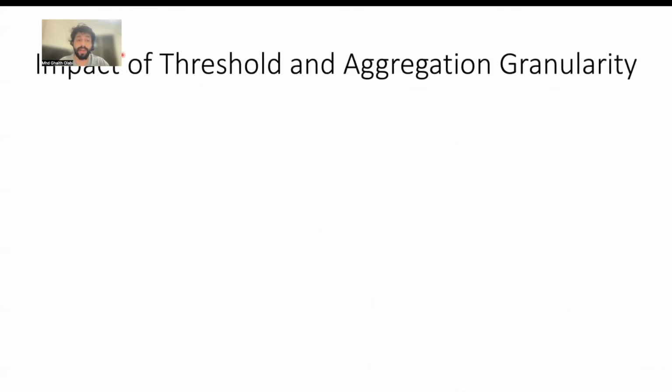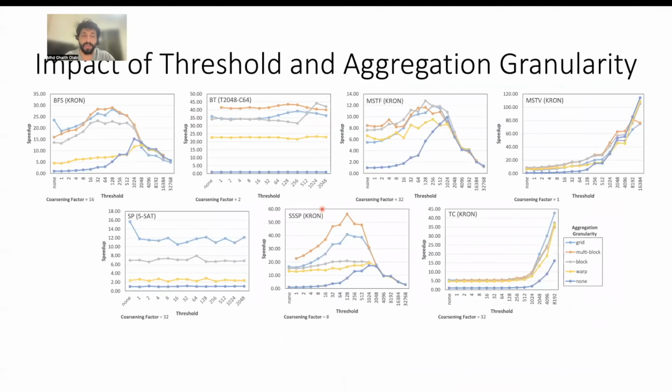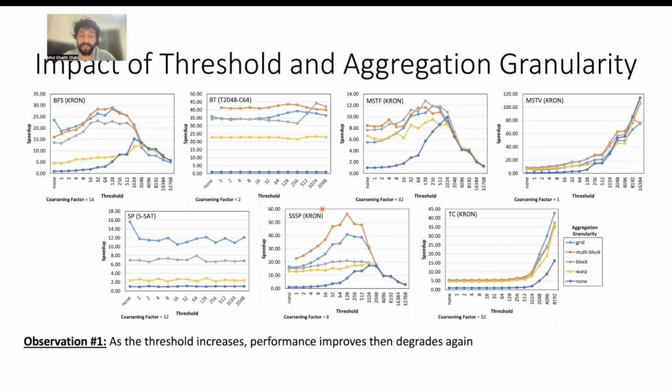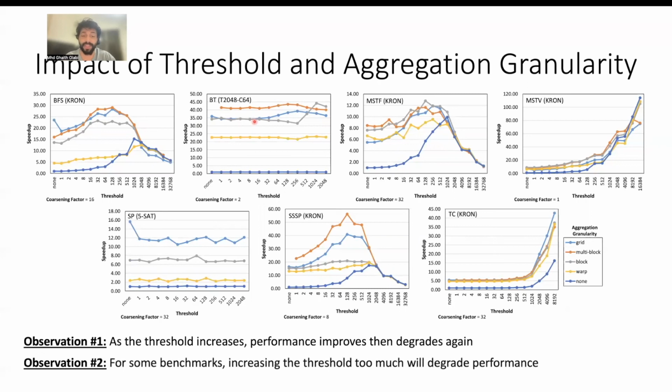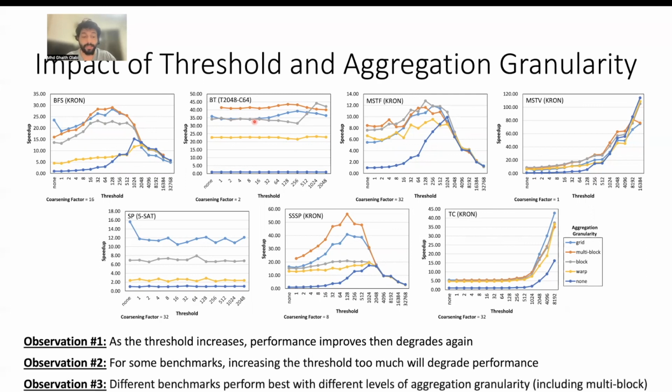We also analyzed the effect imposed by the threshold and aggregation granularity. Our first observation is that whenever we increase the threshold, the performance does increase until at some point it degrades again. And this is expected because at some point it is favorable to do the work in parallel rather than doing it serially in the parent. Our second observation is that for some benchmarks, increasing the threshold too much will degrade performance. And the last observation is that different benchmarks perform best with different levels of aggregation granularity.